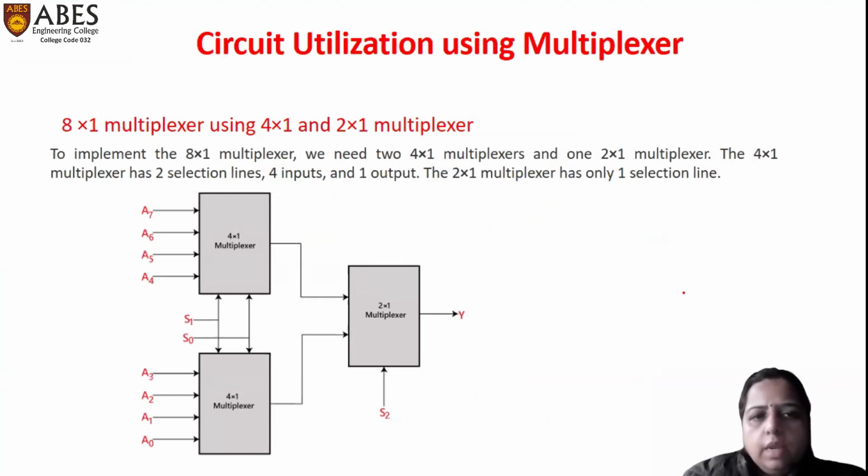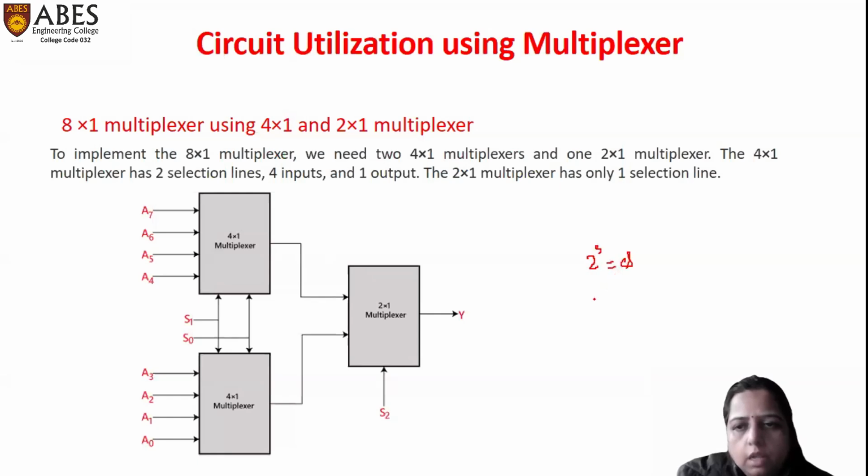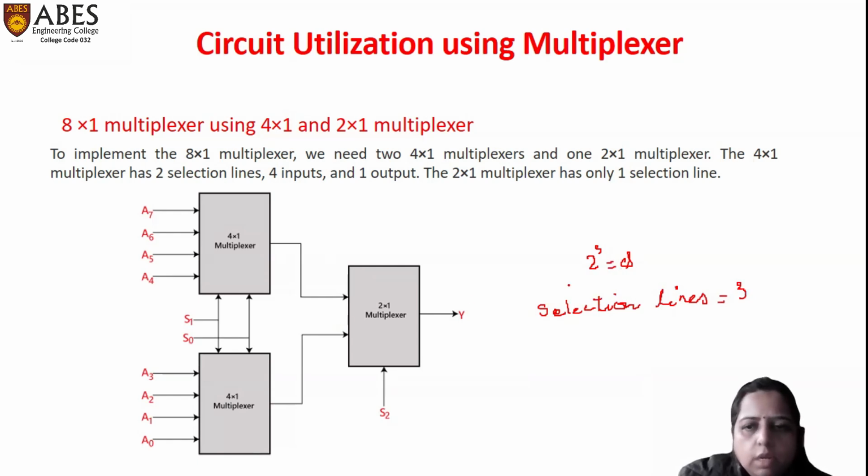So the very first circuit is 8:1 multiplexer using 4:1 multiplexer and 2:1 multiplexer. And since we have to implement 8:1 multiplexer, how many selection lines are required? We require 2 to the power 3 is equal to 8. Therefore, the selection lines required will be equal to 3.